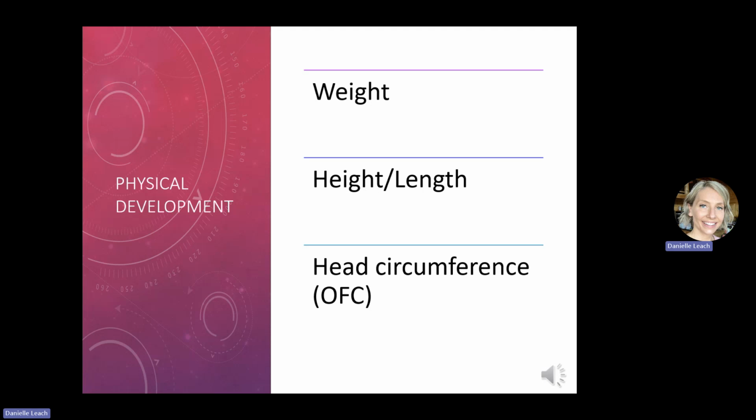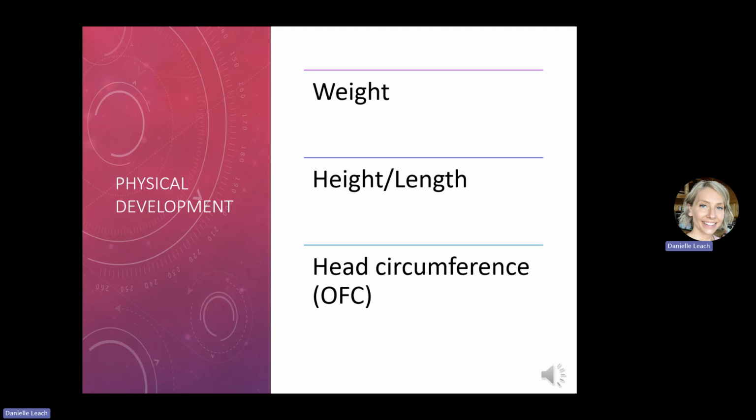A new one, though, may be head circumference. It's also called OFC, which is occipital frontal circumference. So this is basically measuring the baby's head sort of through the middle of their forehead all the way around their head. So this is just another statistic that we're measuring, usually up to age 2 or 3, depending on the provider and how long they want to do it for. But basically seeing, is their head growing appropriately?